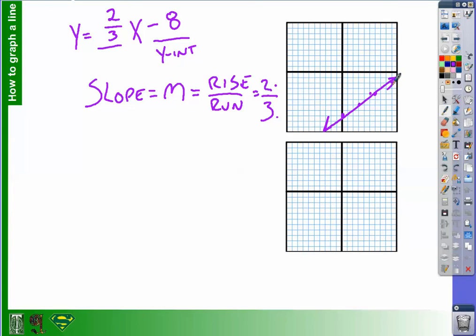I could have gone this way, you're right. I could have gone backwards. I could have gone 1, 2, 3, down 2. And then all I have to do is connect the dots. Now, obviously, I'd rather use a ruler, but I was trying to prove that the impossible was, in fact, possible. And then you just connect the dots, and you have your equation graphed.